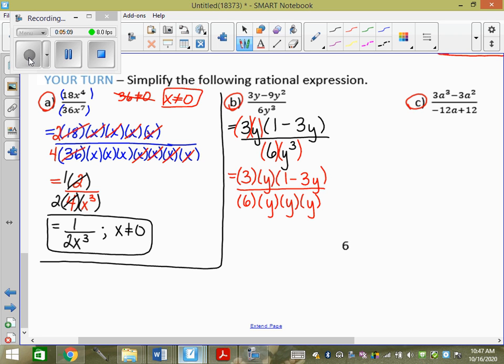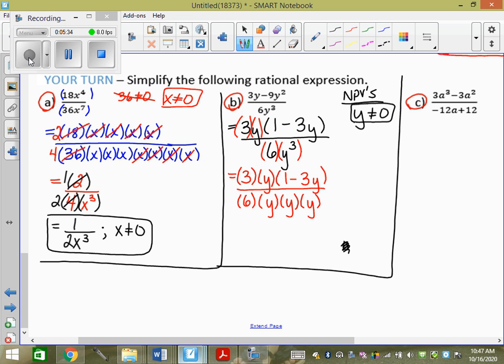And then I see that there's stuff I can cancel off, but what do I have to do first? NPVs, always. So my NPVs, do I have to say 6 cannot equal 0? Do I have to state that statement? No, because it doesn't have a variable, so it's not going to get me an NPV. Then I have y cannot equal 0, and that one's done because it's already in y equals form. Do I have to do it 3 times because there's 3 of them? Nope, I only have to do it once.